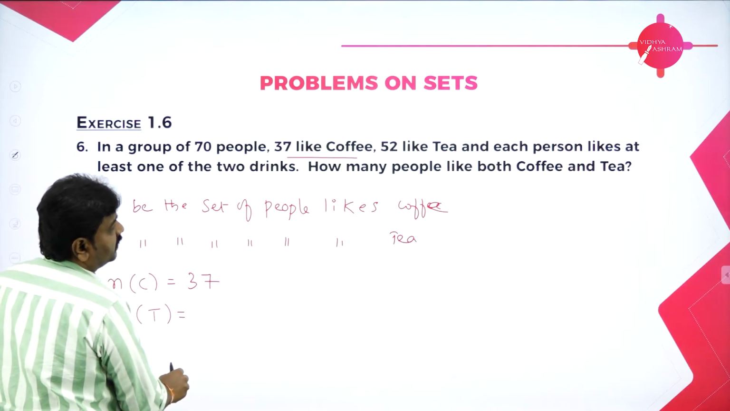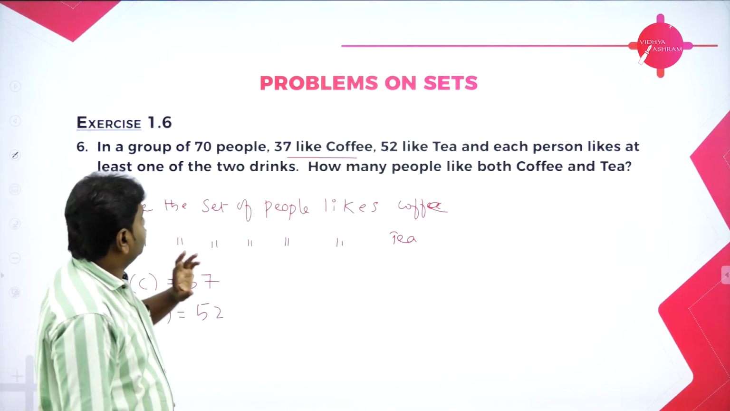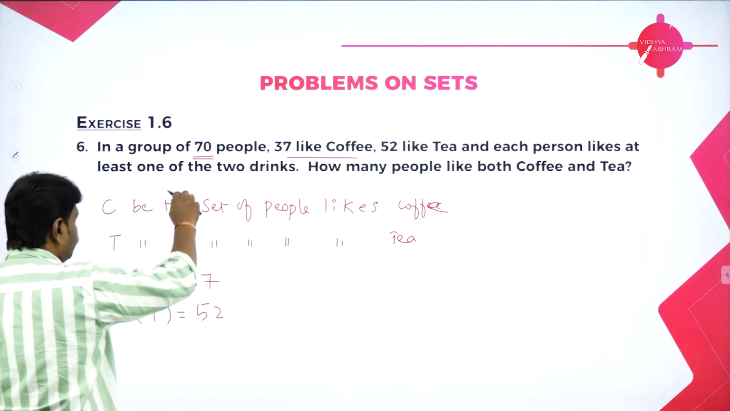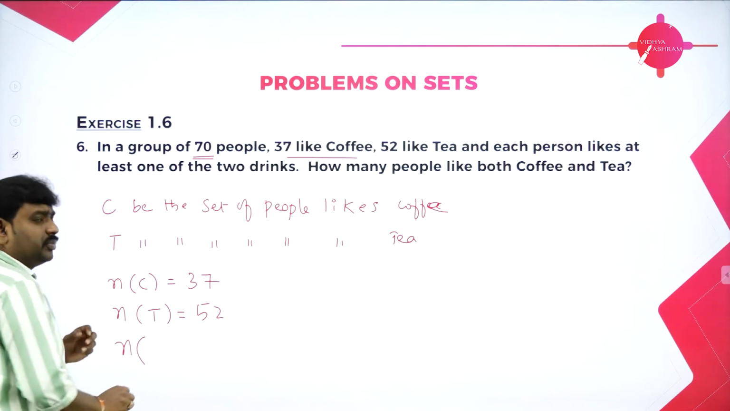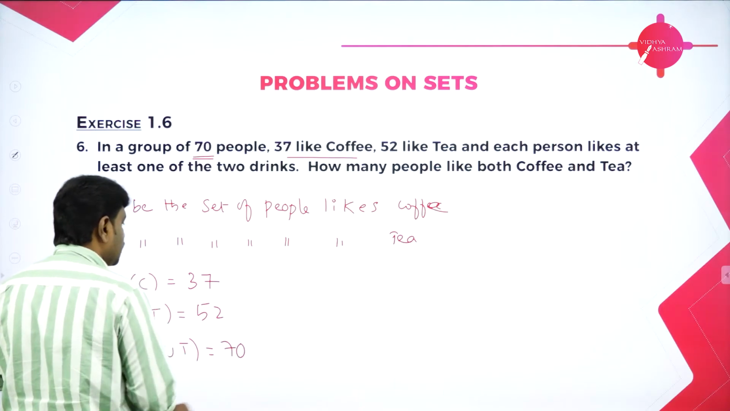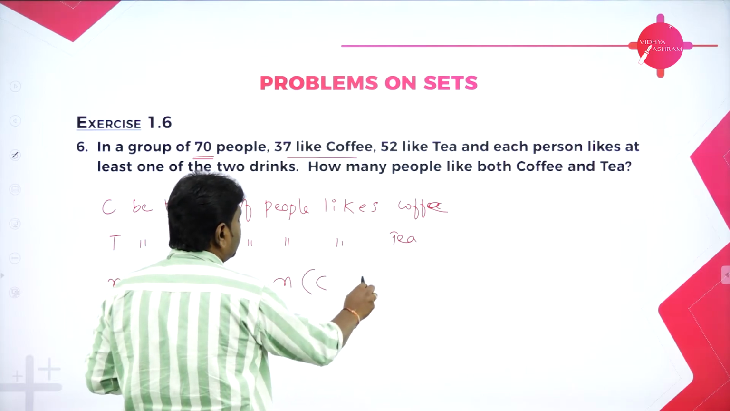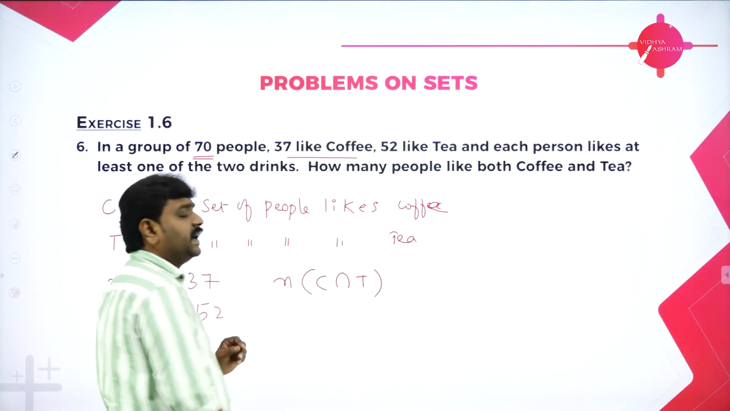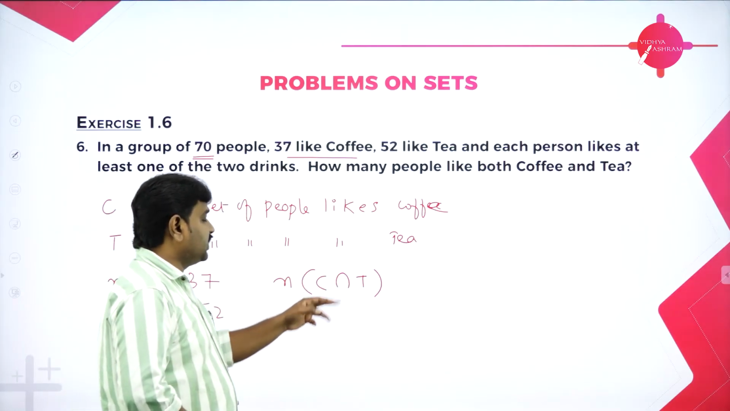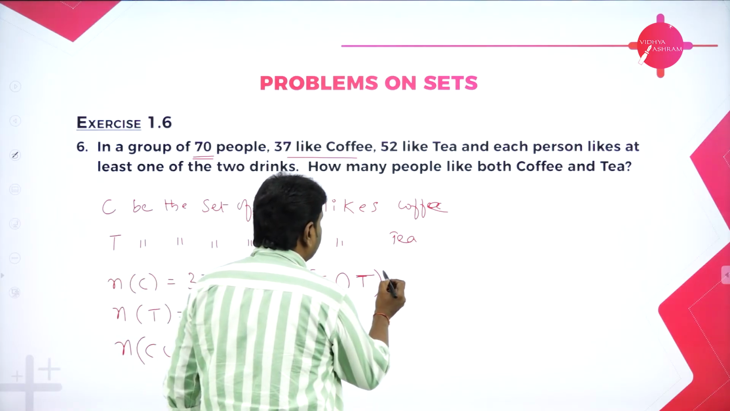They gave 52 like tea, and at least one of them will drink, means out of 70 at least one drink they like, so at least one means union. C union T is also given 70. Then they want how many like both. Both means what, my dear students? What is the operation? Intersection. All of you are familiar. When they ask you to find both coffee and tea, it means C intersection T.